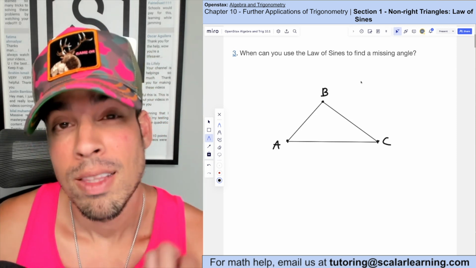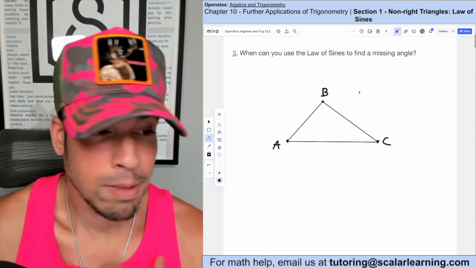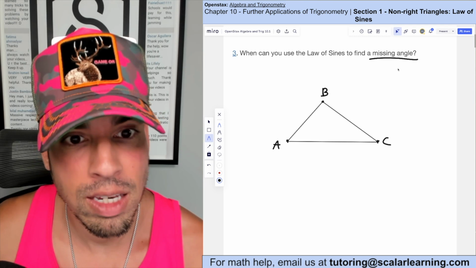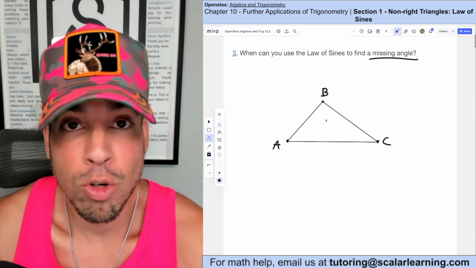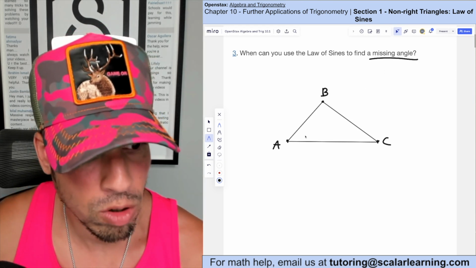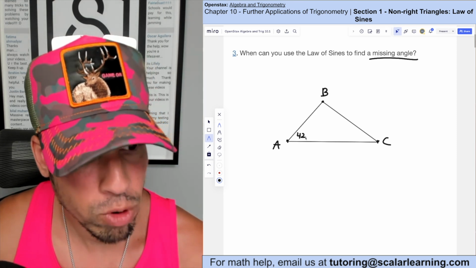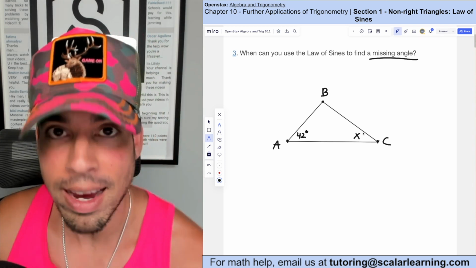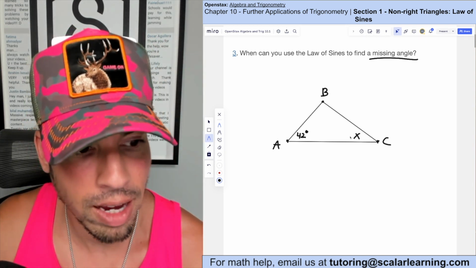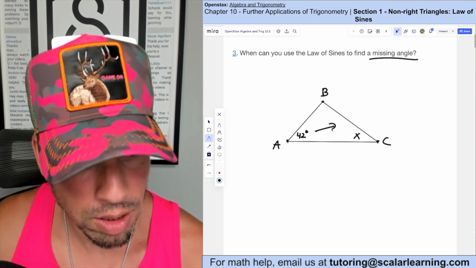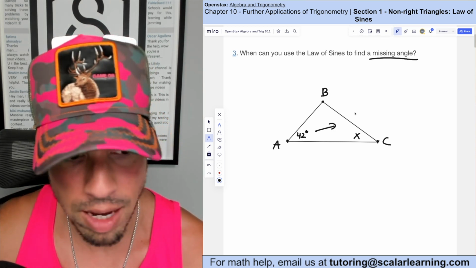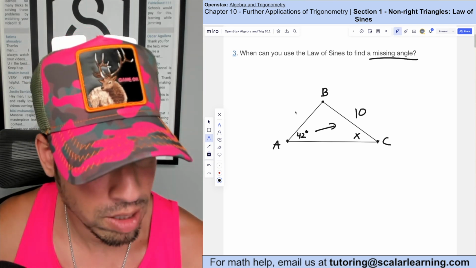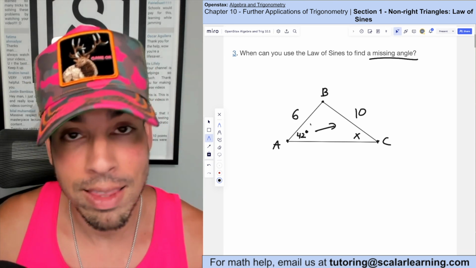So this question asks when you can use the law of sines to find a missing angle. Instead of kind of explaining it in an abstract sense, let me give you an example. Let's say we know one angle. Now, the key with the missing angle is if you know two angles, you can find the third. So let's assume we only know one angle. Let's say this one is 42 degrees. Then let's say we're trying to find angle C. Let's call that X. In order to execute the law of sines and to find angle X, I need to know both the side opposite the 42, let's pretend that is 10, and then I also need to know the side opposite X, let's pretend that's 6. I'm just making it up. And then we can use law of sines.